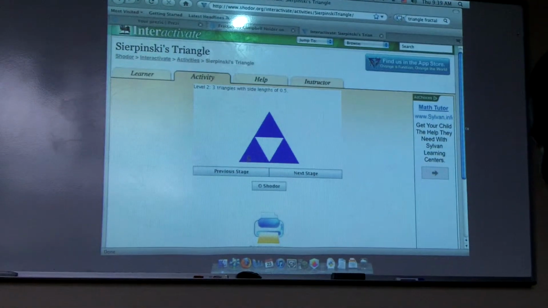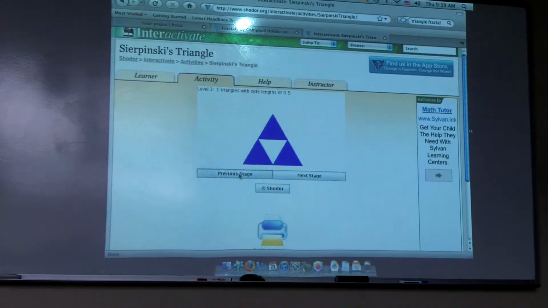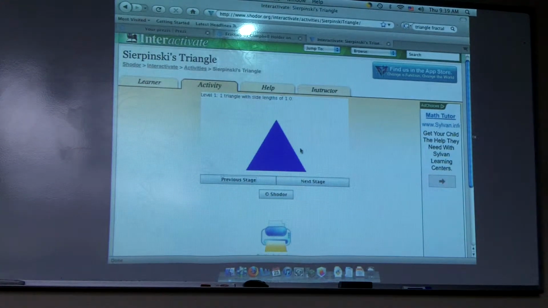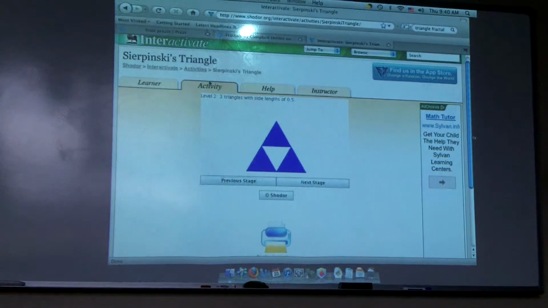A circumscribed triangle is a triangle that starts as one big triangle, and it draws a line from the midpoint of each side to the midpoint of the opposite side. So it goes like this, and new triangles. And you can keep going forever, and that'll go infinitely. But you can't really see much further than that.